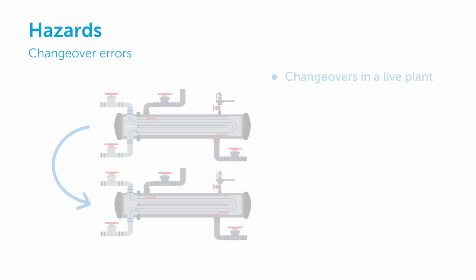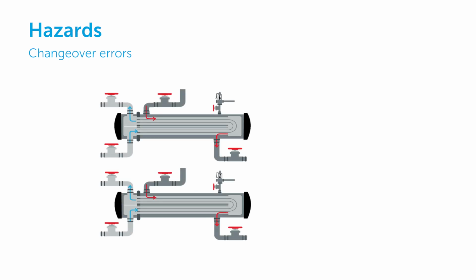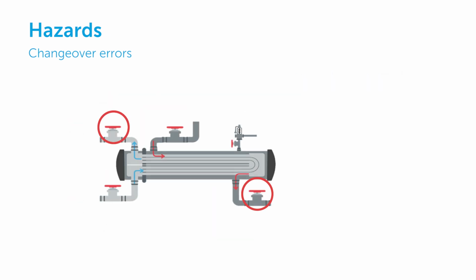Heat exchangers mostly work in parallel. When one requires maintenance, a spare unit is put online. This spare unit must be online before the other is isolated. If both would be isolated, the process flow is blocked, likely leading to an explosion. When an outlet valve remains closed, the flow is also blocked. Pressure builds up rapidly, causing the heat exchanger to explode.